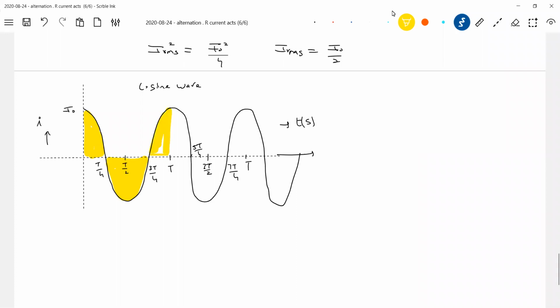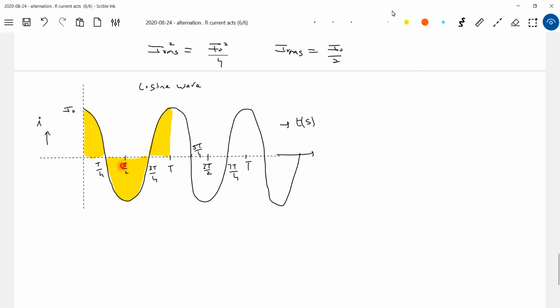One cycle is what I'm showing here. Now you have to be careful. First, how will the current flow? Current will flow in one positive direction for T by 4 seconds. Then it changes direction. For another T by 2 seconds, it will be in the negative direction. Again it will come, and the current will flow in the positive direction.